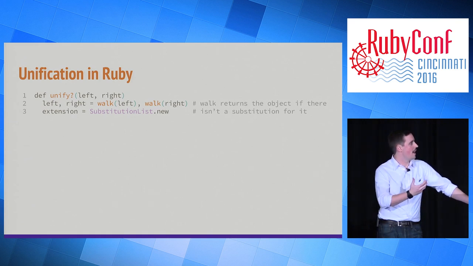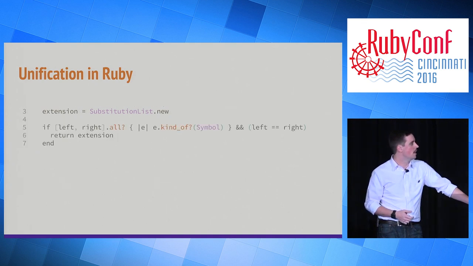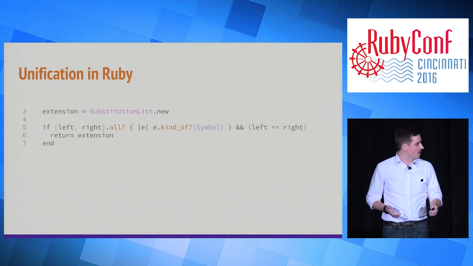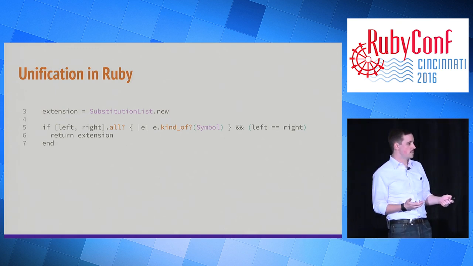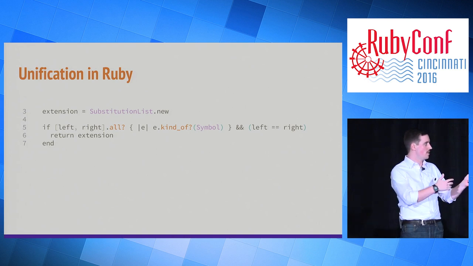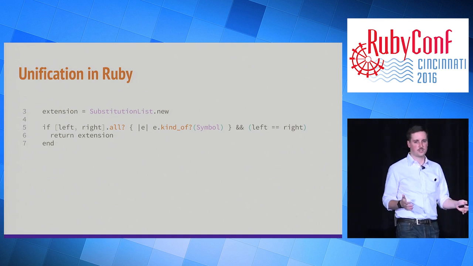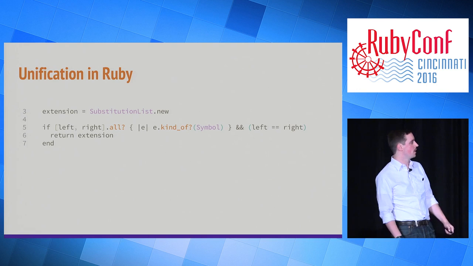So walk the values to start, and we're going to create an extension to our list. We're going to create new information. I'm using symbols to stand in for unknowns. If we've got both unknowns and they're already the same, well, we don't need to do anything. We return an empty extension. We have no new changes to make.